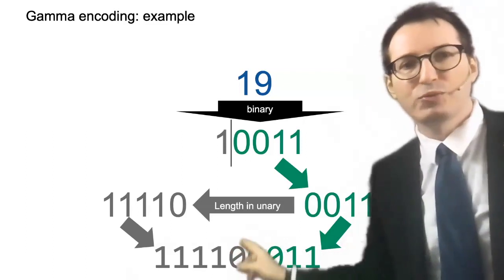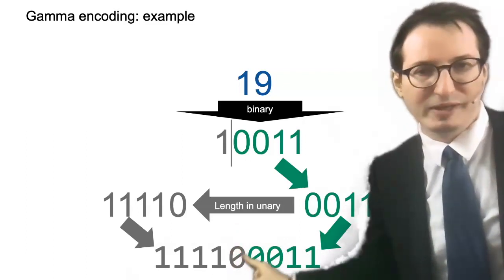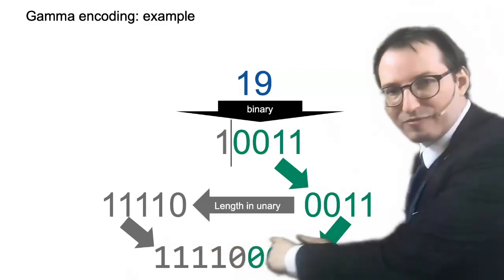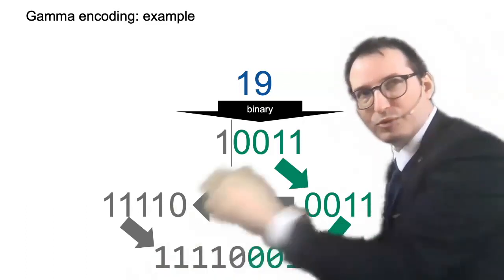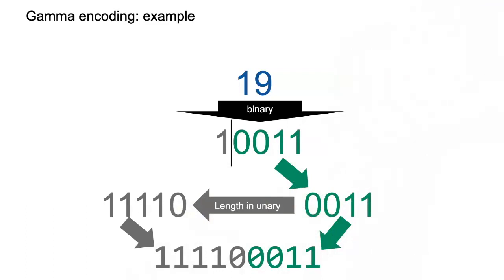So how do you recognize a gamma code? There's always a 0 in the middle. On the right, you have the base 2 representation without the leading one. On the left, you only have ones. Right? That's the gamma code. Okay. Who would be able to encode and decode the gamma code? Okay.